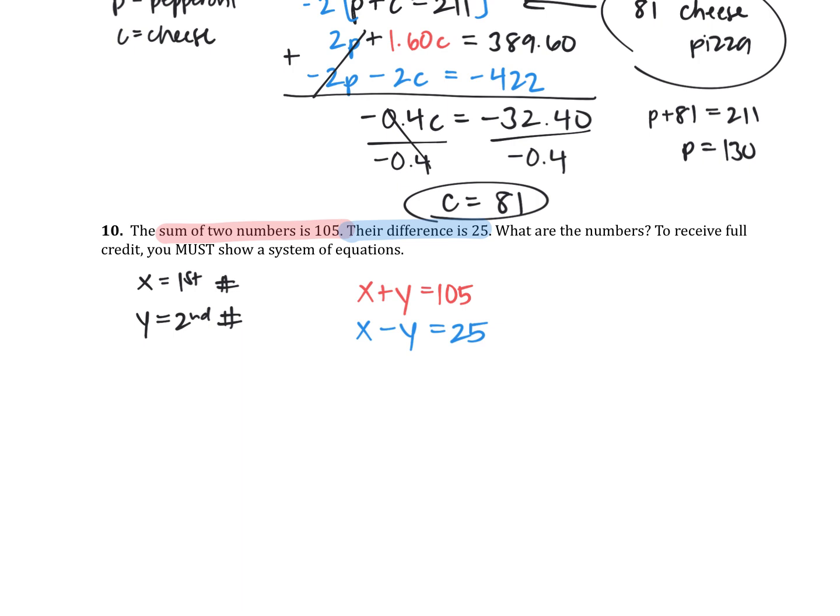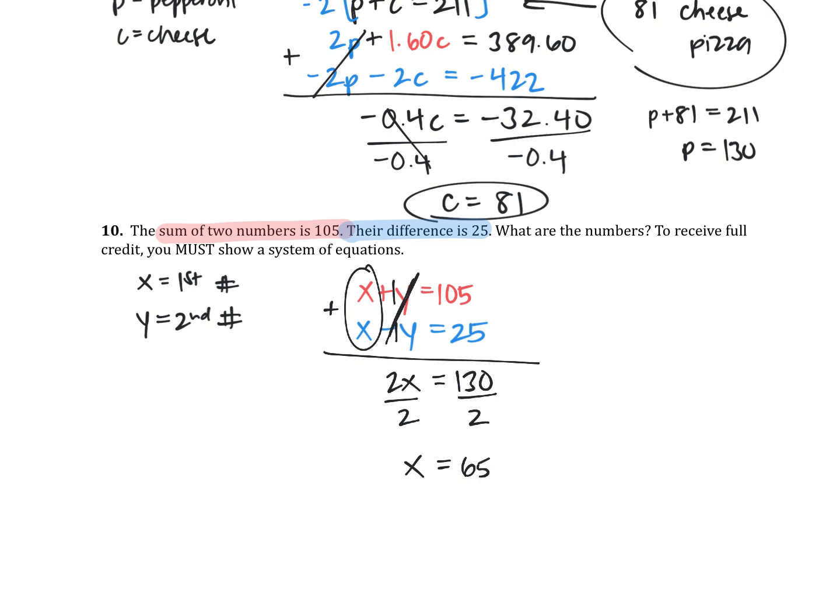What are the numbers? Now we just go ahead and solve it. Since I have the X and the Y on the left side, and I have opposite coefficients here with +1 and -1, we can go ahead and add these equations together. Now be careful here because X plus X is not just X, it is going to give me 2X. And my Y terms are going to go away. And then 105 plus 25 gives me 130. And then I take that 130 and I divide by 2 on both sides to find that X is 65.